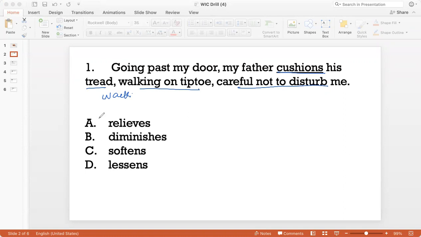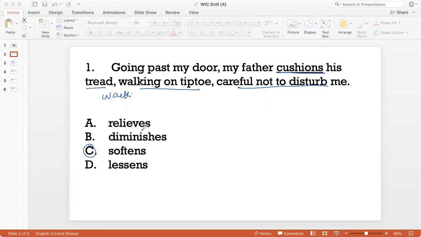Now, the option that comes closest to making as little sound as possible is soften, right? To soften his tread is to indicate that the father was careful not to disturb the speaker, right? So that's a good option.